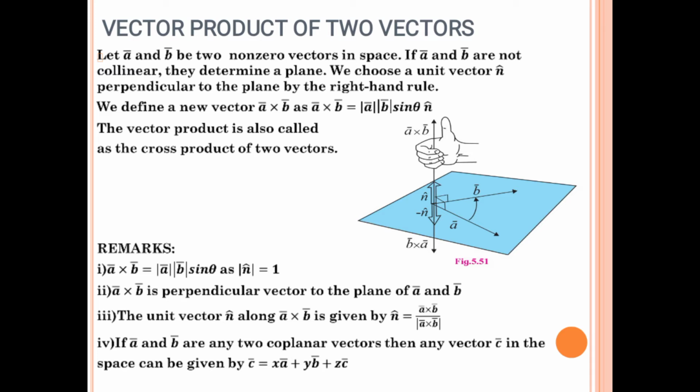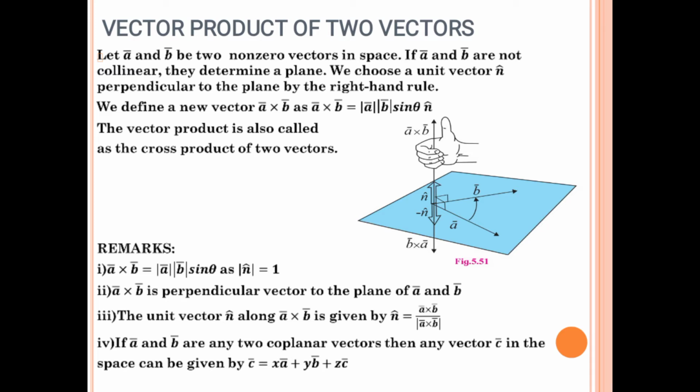Definition: let a vector and b vector be two non-zero vectors in space. If a vector and b vector are not collinear, they determine a plane, and we choose a unit vector n perpendicular to the plane by the right hand rule. We define a new vector, a cross b, which is equal to magnitude of a into magnitude of b sine theta n unit vector. The vector product is also called the cross product of two vectors.